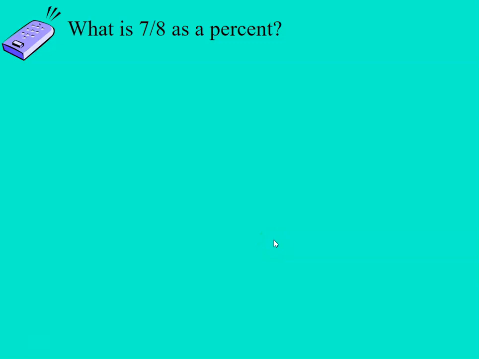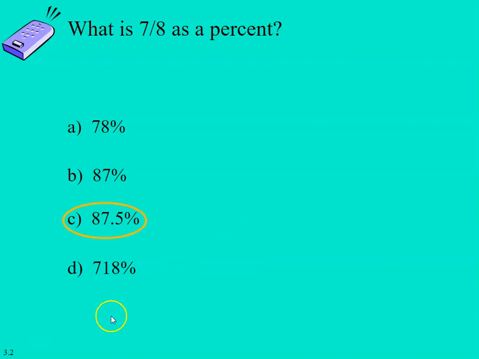So let's try this one. You can pause the video and try to answer: what is 7 over 8 as a percent? These are the choices: 78, 87, 87.5, and 718%. What do you think is the answer? Okay, so the result is letter C, which is 87.5%.